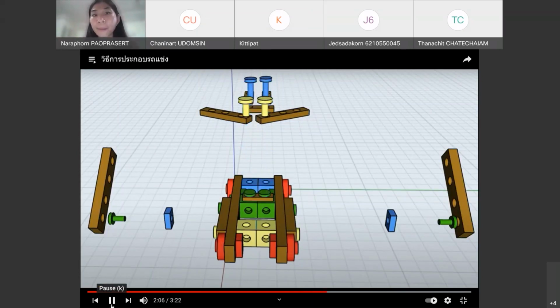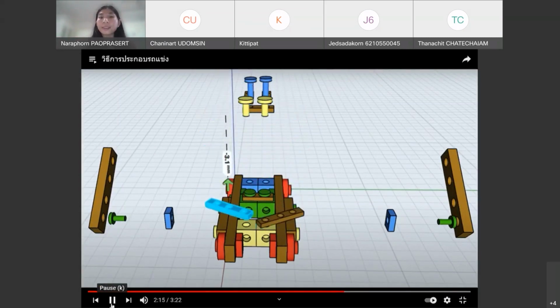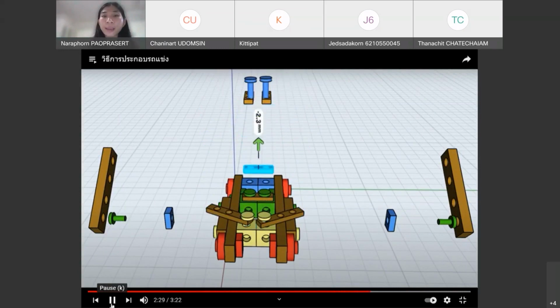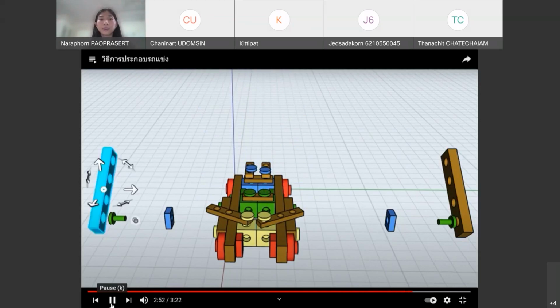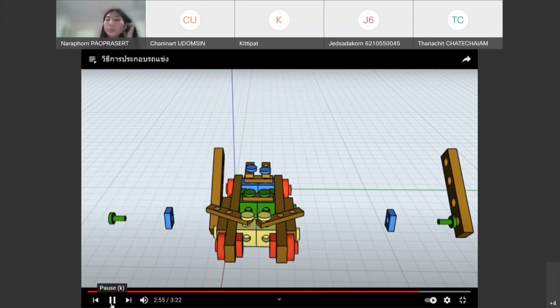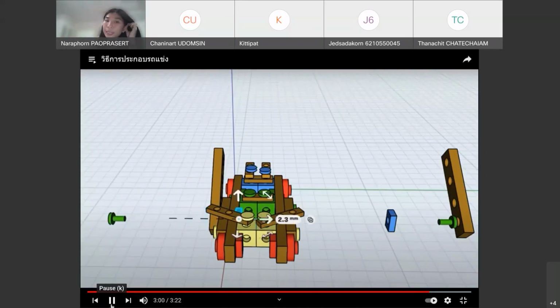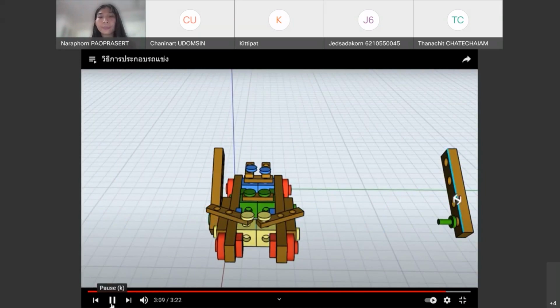Number 6 is the same, but 7 is not. So this is 7B, task 7 for type B. Same for the spoiler. The spoiler is not the same as the previous one, so this is 9B. All right, so assume that you add everything in, then this is the finished racing car.